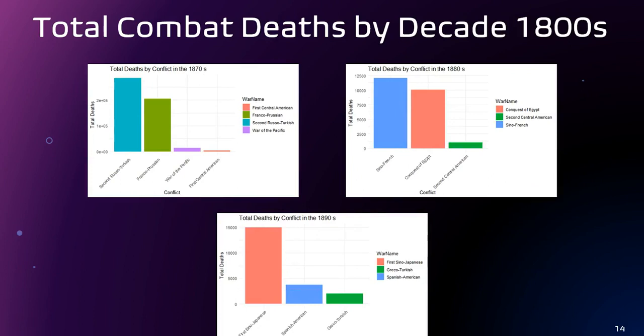Continuing with the 1800s, each bar represents the human cost of conflicts like the Second Russo-Turkish War and the Franco-Prussian War. These figures not only reflect military strategies, but also the technological advancements in weaponry as we move forward through time.